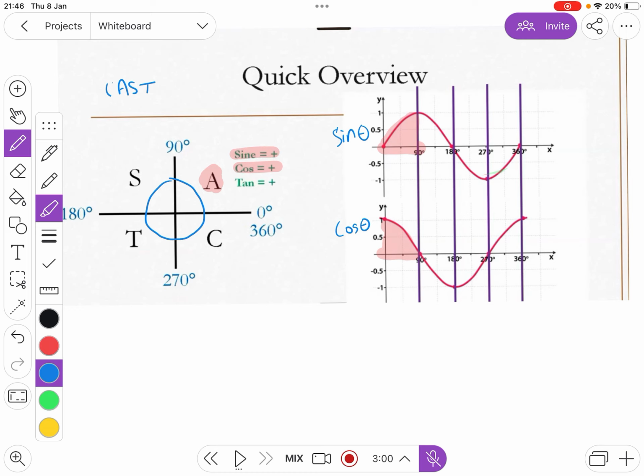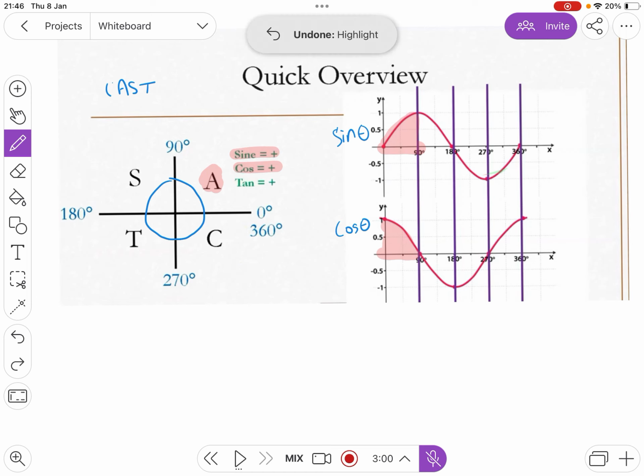For the S then, S in this quadrant represents sine as being positive. So here we have sine is positive. In our third quadrant we have tan is positive, and in our fourth quadrant we have cos is positive. Now the A section is the only section where all three are positive. If in our quadrant 2 our sine is positive, that means that the other two are going to be negative, which is where the S comes from.